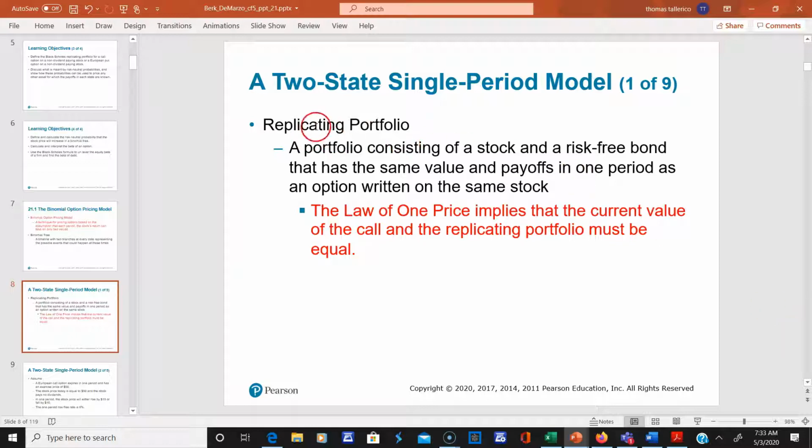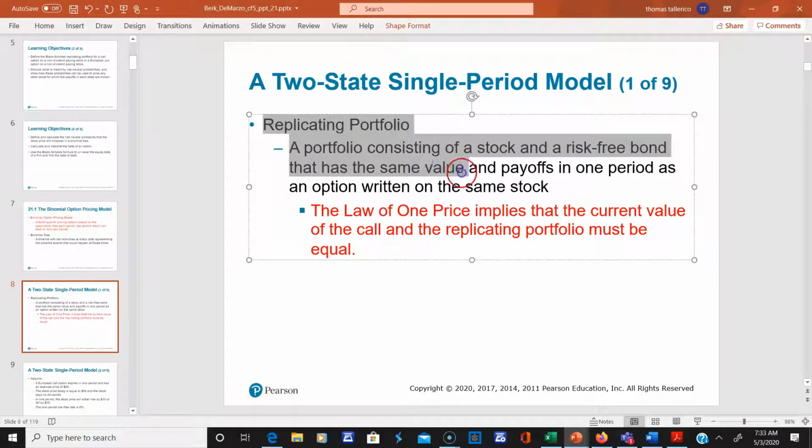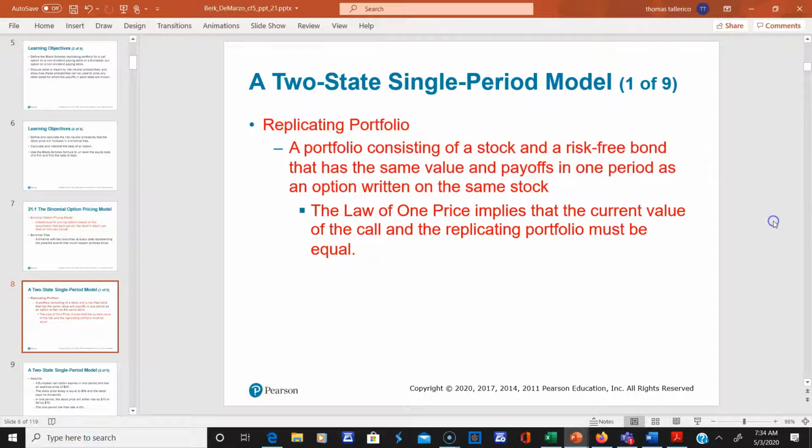So what's the definition of a replicating portfolio? It's a portfolio that consists of a stock and a risk-free bond. So you should know this term, like for a true and false question on the final. So a portfolio consisting of a stock and a risk-free bond that has the same value and payoffs in one period as an option written on the same stock.